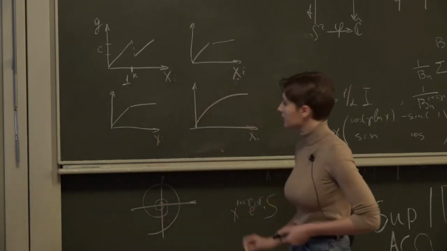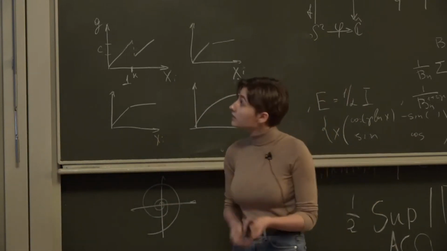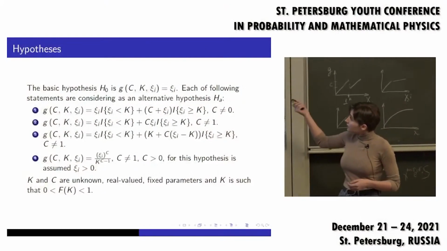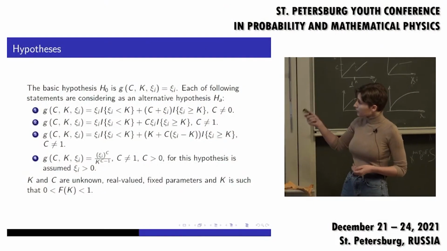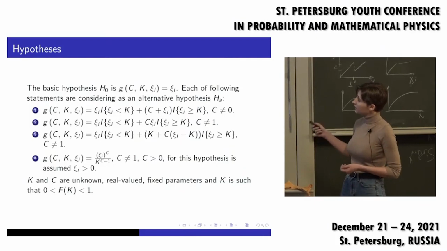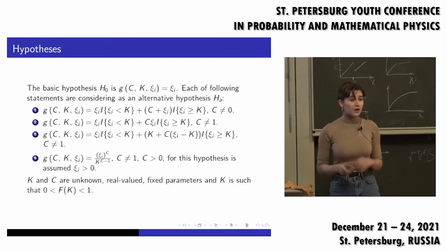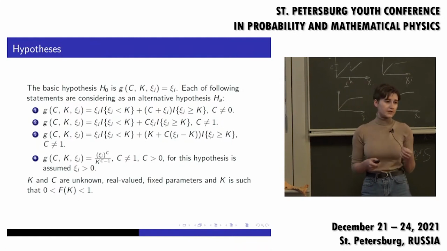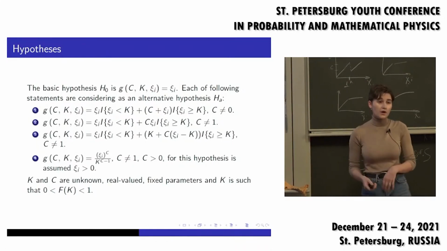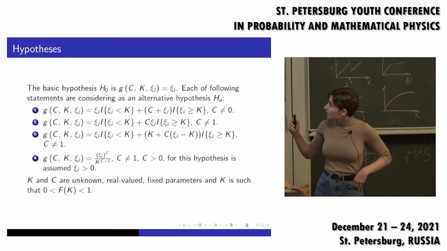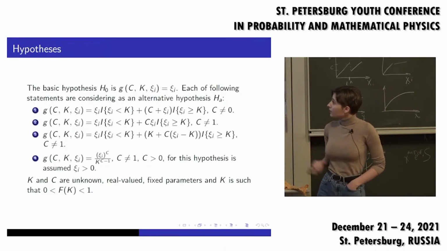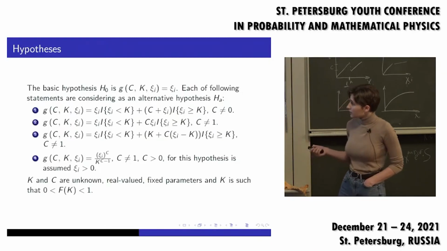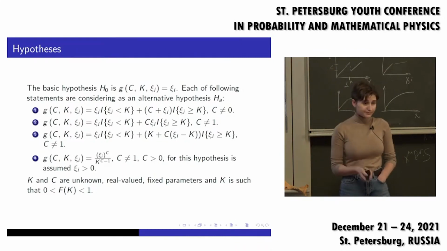maybe like this. And about some details, c doesn't equal 0 in the first alternative and doesn't equal 1 in others, because in this situation we just have the basic hypothesis. And k and c are unknown, real valued, and fixed parameters. K is such that, because of this indicator function.